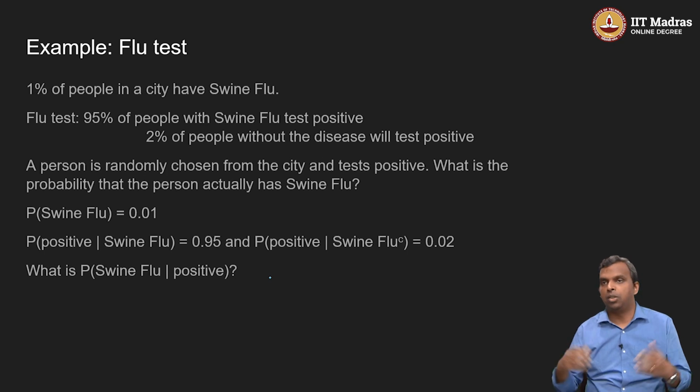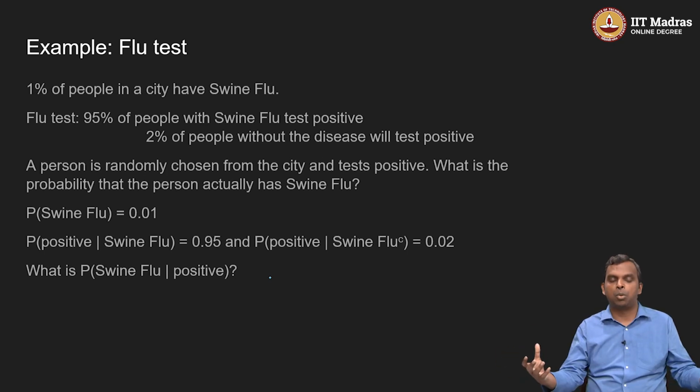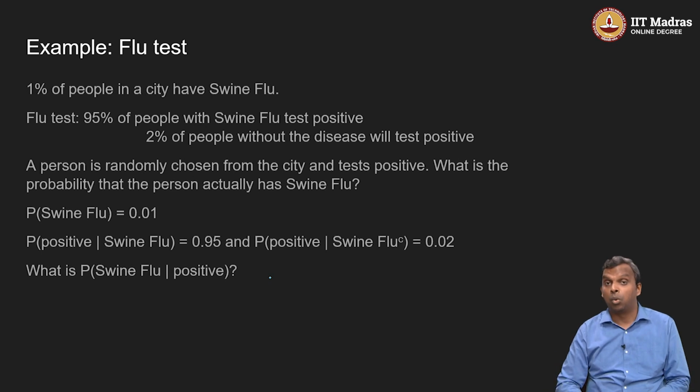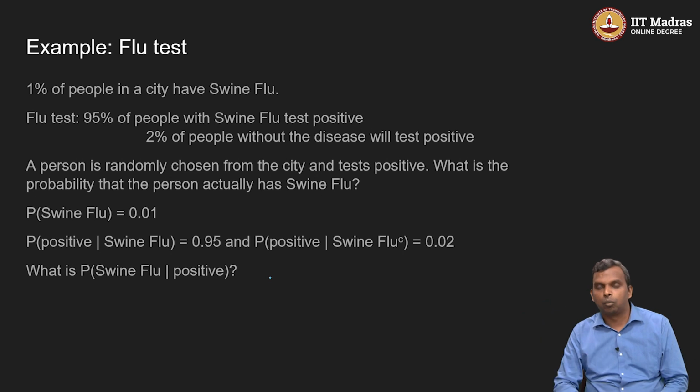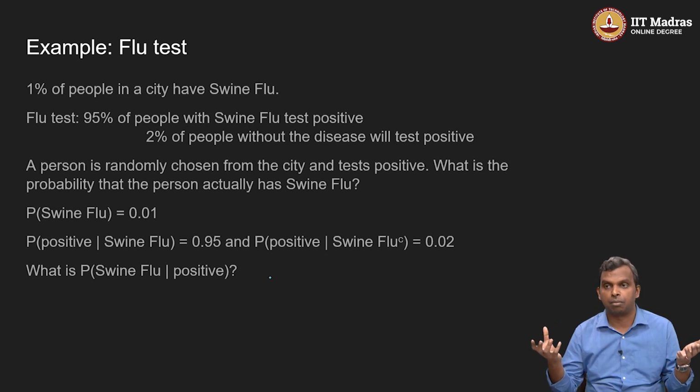Okay, you have a test, you have a city where you suspect about 1% of the people have swine flu. What do you do? You start testing, right? So how do you test? Let's say you do this. Notice the situation here. You pick a person randomly from the city, and then you do the test and the test comes out positive.